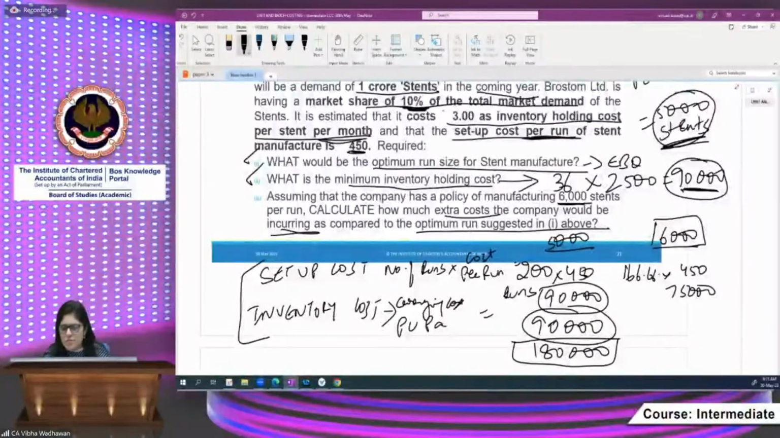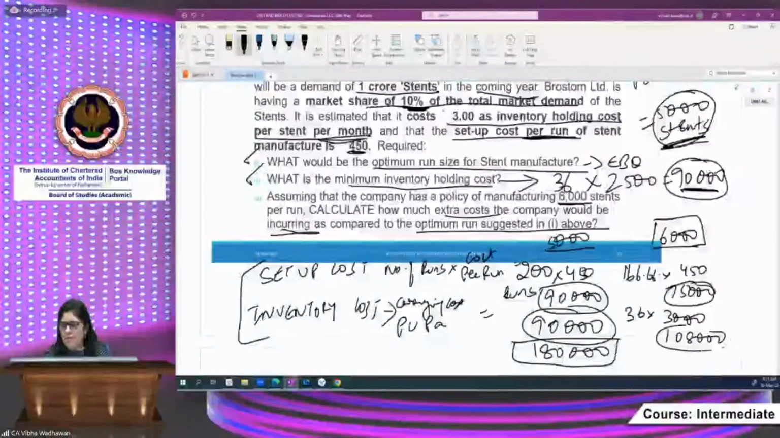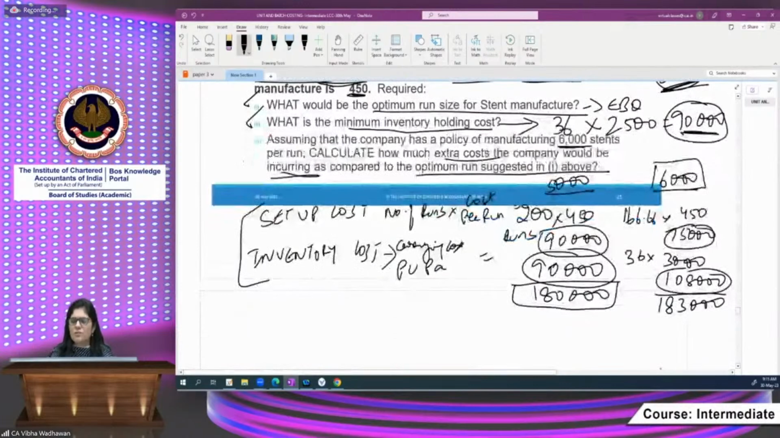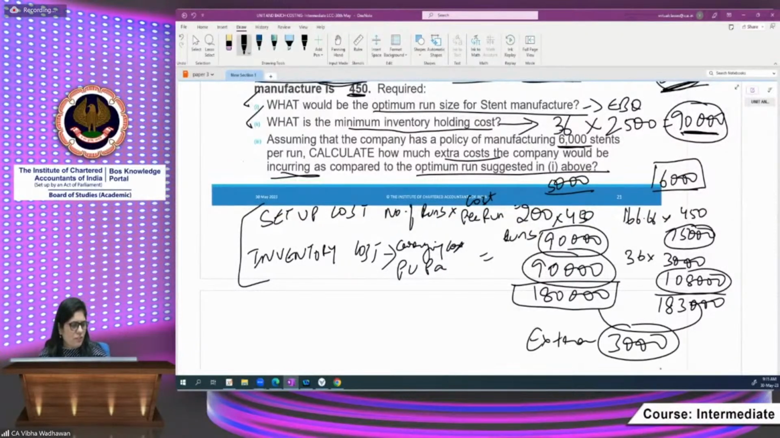Inventory carrying cost: 36 into half of EBQ. EBQ is 6,000, so half is 3,000. So 3,000 into 36, it will be 1,08,000. So if we are following 6,000, the total cost will be 1,83,000. So the extra cost you will incur will be 3,000 extra. Clear? So I'm repeating the whole question. All right. So this is the total cost.